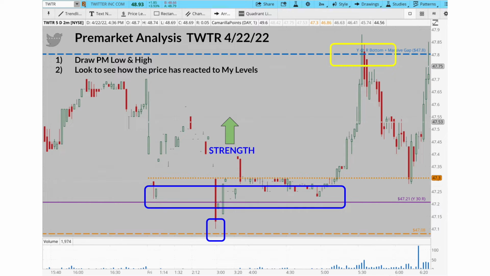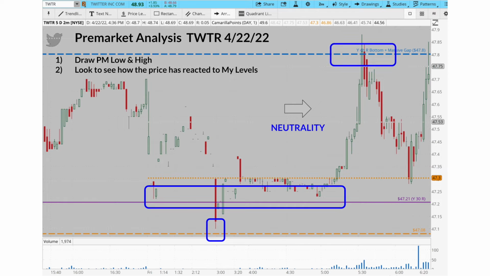And then for this other one, this changes that from strength to more neutrality because it went up to this upper range and rejected it. It doesn't make it weak overall, just more of a neutral situation because we had the strength combined with rejection of a resistance, which makes it feel more neutral. All right, so that's that.